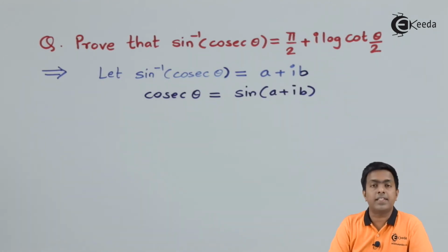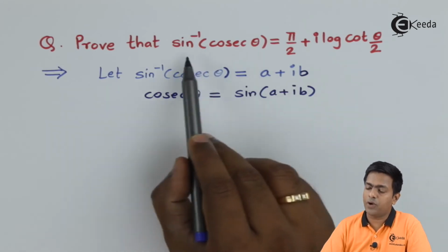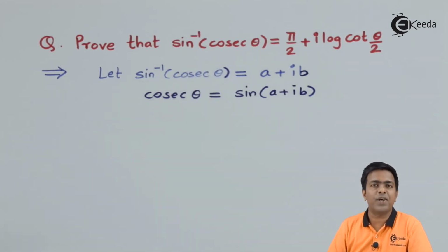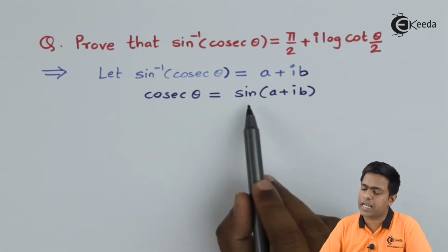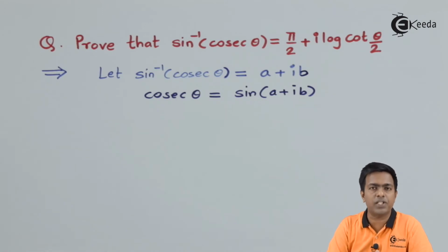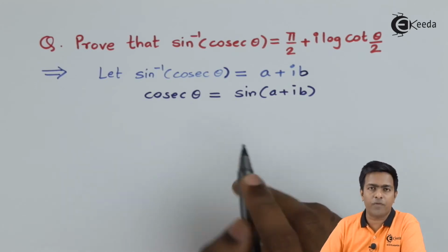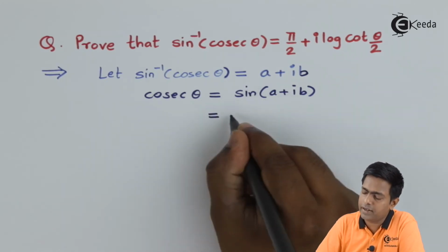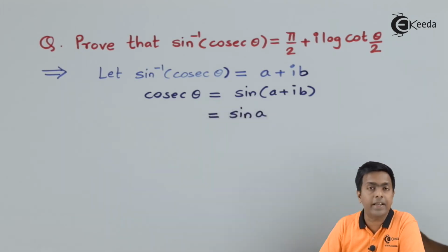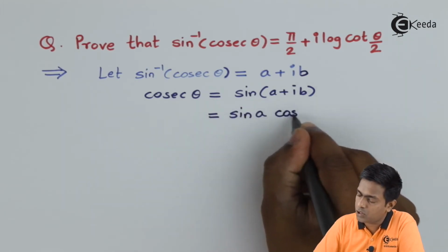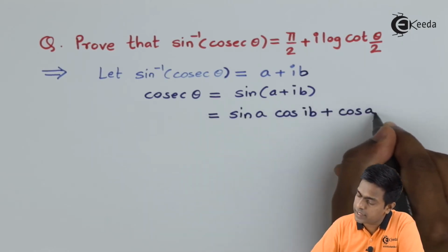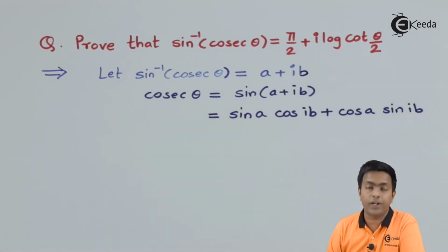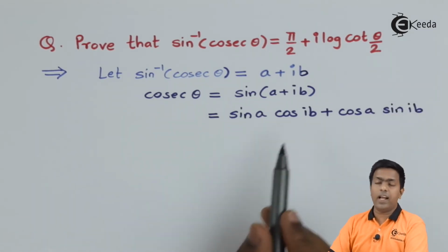Now guys, since we have to prove that the value of sine inverse of cosec theta is a complex number, we have to bring in a complex number. How to bring that complex number? Here you can observe that we have sine of a plus ib. If I expand this term, then I'll get a complex number. Here I'll use the formula of trigonometry. So we'll get sine a cos of ib plus cos a into sine of ib.